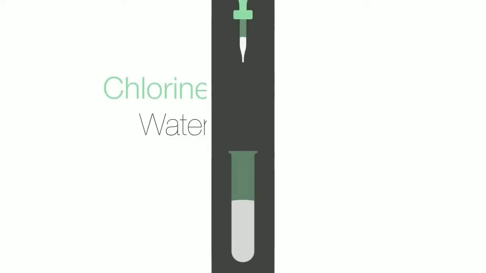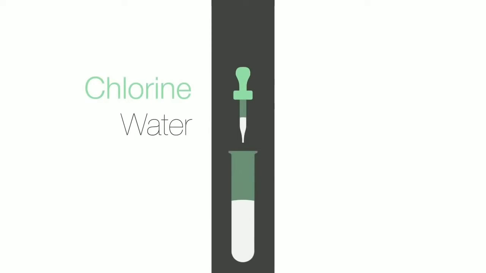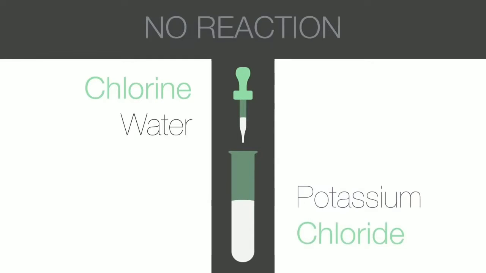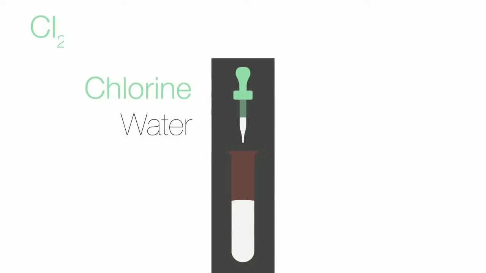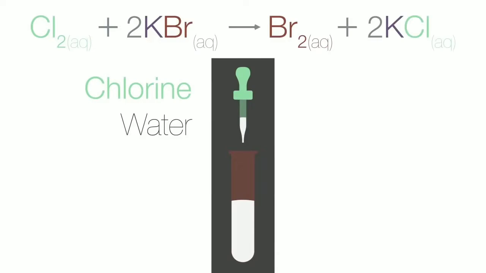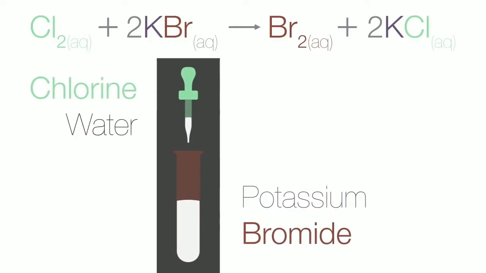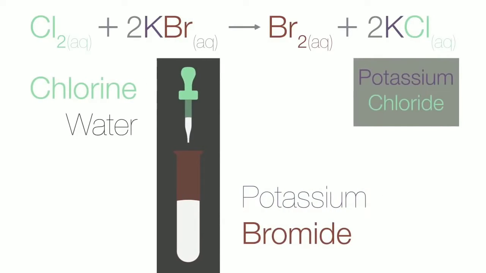When we add chlorine water to an aqueous solution of potassium chloride, no reaction happens. Since chlorine is more reactive than bromine, chlorine will displace bromine in potassium bromide, producing potassium chloride and liberating bromine. The resulting solution is reddish-brown due to the presence of bromine.